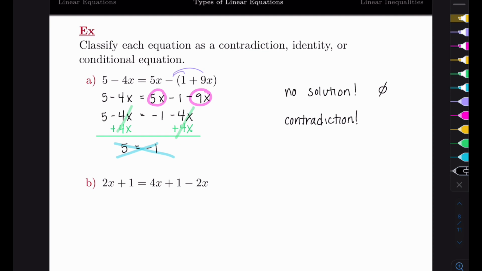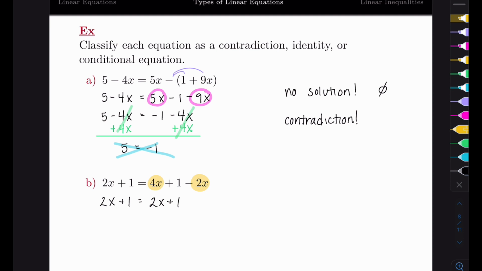For our next one, we're still going to do the same thing. I have a little bit less work to do because I just need to group these two things. So we get 2x plus 1 on the left-hand side, and then 2x plus 1 on the right. And again, I can stop right here. I've got 2x plus 1 equals 2x plus 1. It's the same exact thing on both sides. So no matter what I plug in for x, I'm going to get a true statement.